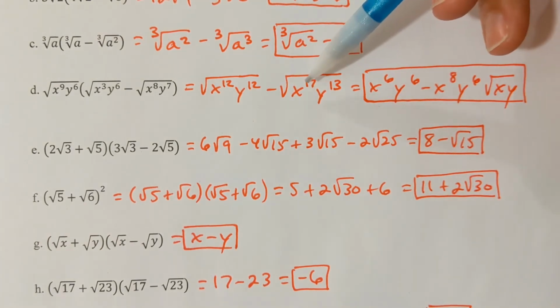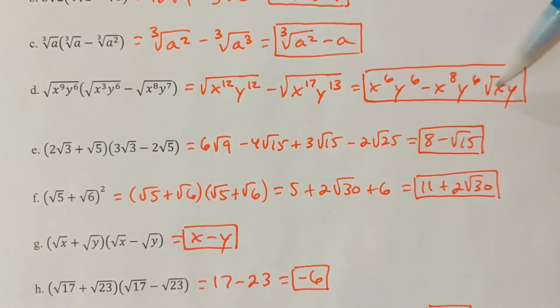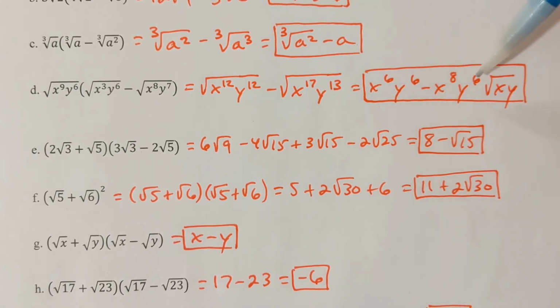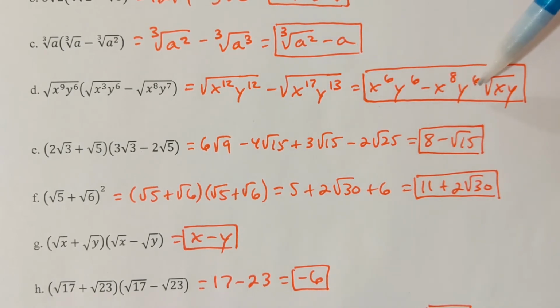Minus, now x to the 17th, that would be the same as x to the 16th times x. This x would be the leftover. Okay, the square root of x to the 16th would be x to the 8th, since x to the 16th is the same as x to the 8th squared. Y to the 13th, that would be the same as y to the 12th times y. This y would be my leftover, and the square root of y to the 12th would be y to the 6th, since y to the 12th would be the same as y to the 6th squared. At this point, I'd be done. I can't combine anything.